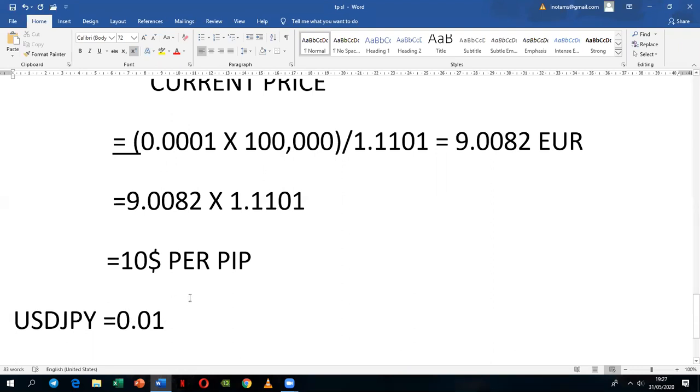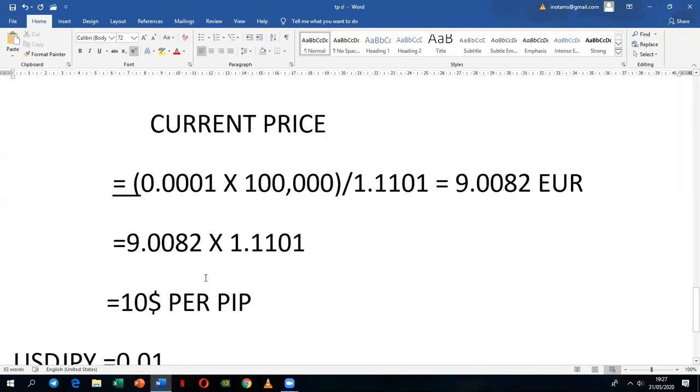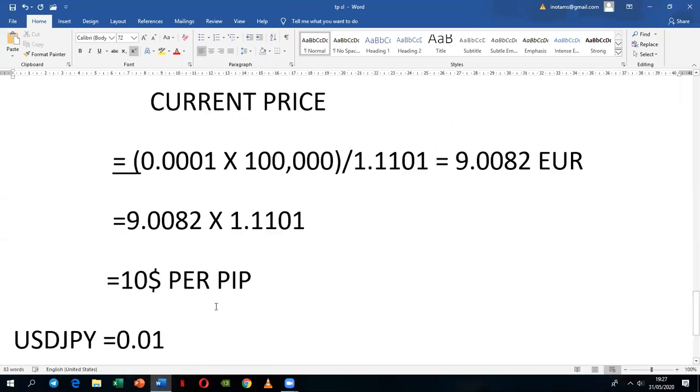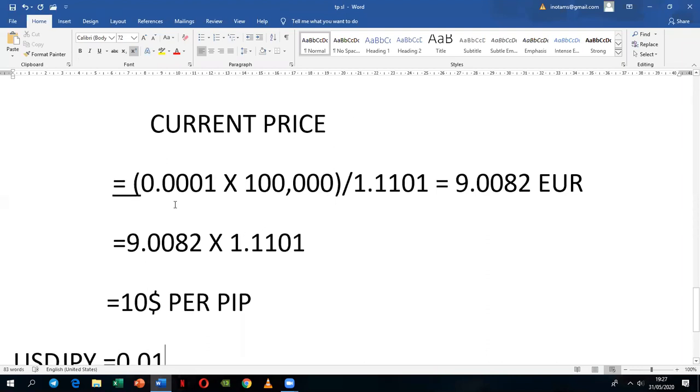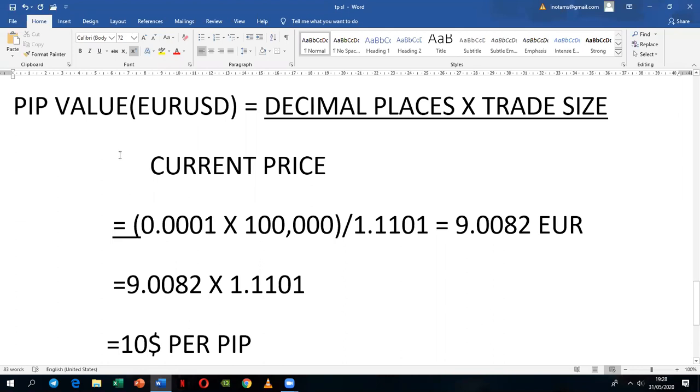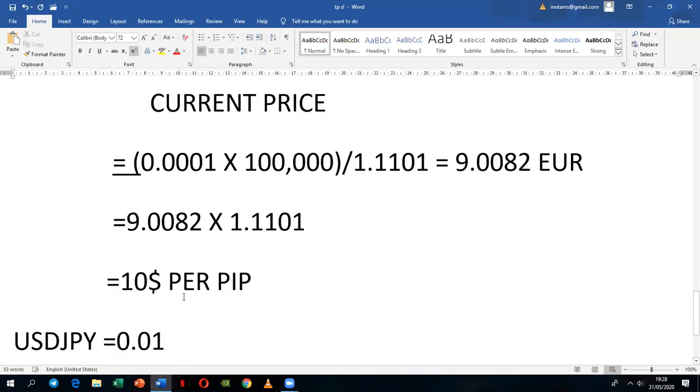Okay, so members, let's come back here. In this case, do you know why it's 10? You know that $10 per pip is very high. It means if you buy Euro USD and it moves just 5 pips, that's already $50. This is what it means, okay?